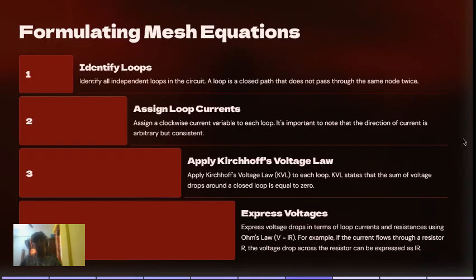Apply Kirchhoff's voltage law. Apply Kirchhoff's voltage law to each loop. KVL states that the sum of voltage drops around a closed loop is equal to zero. Express voltages. Express voltage drops in terms of loop currents and resistance using Ohm's law, V equals IR. For example, if the current flows through a resistor R, the voltage drop across the resistor can be expressed as IR.